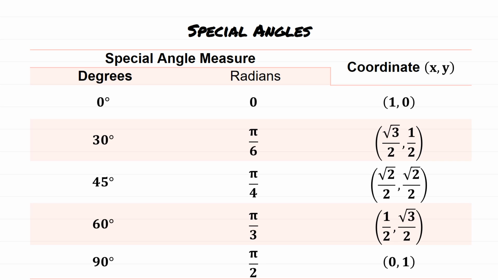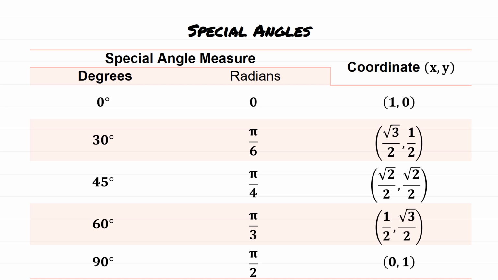Papakita ko ngayon dito sa table yung special angles doon sa first quadrant. Okay, let's take your time to look at this table. Pwede nyo rin i-pause. So, you have your special angles 0, 30, 45, 60, and 90 degrees. Or kung gusto nyo radians, 0, pi over 6, pi over 4, pi over 3, and pi over 2.